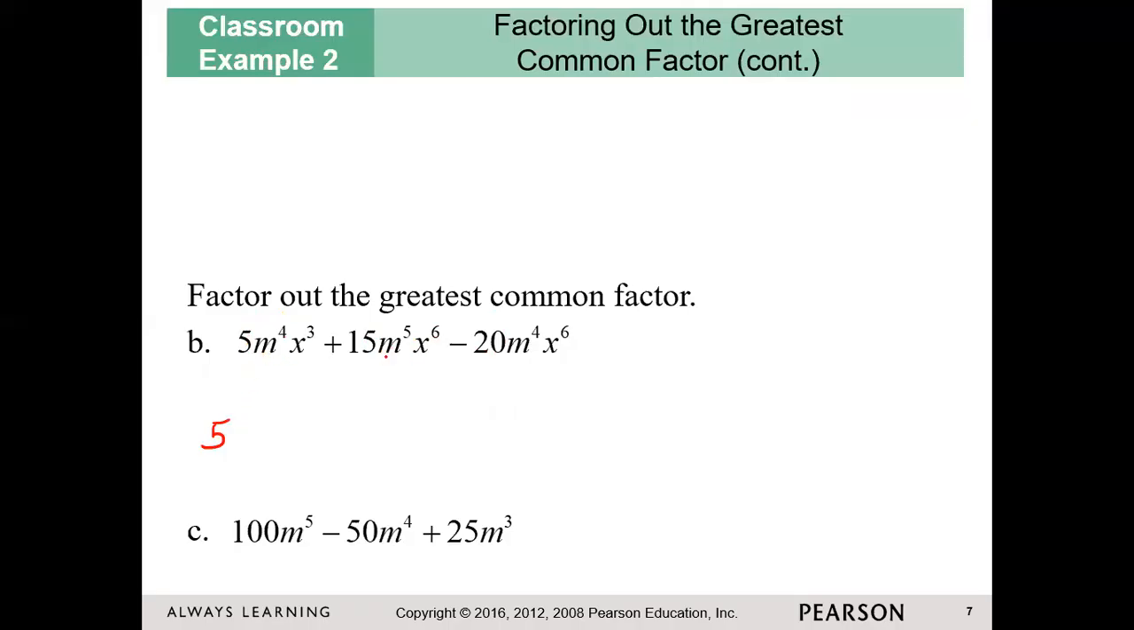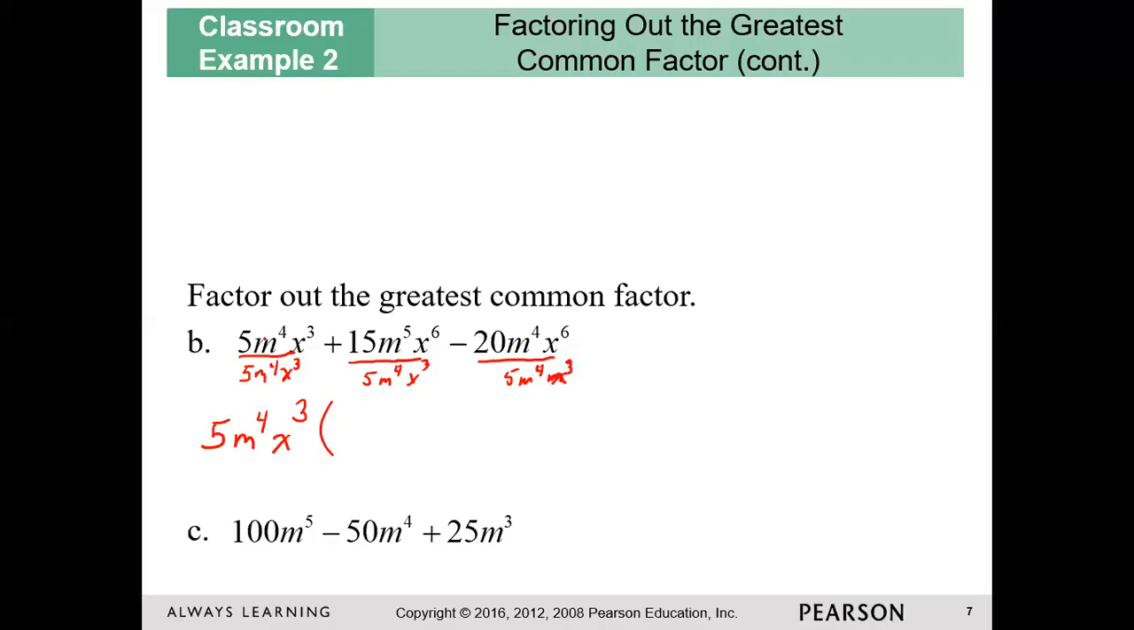Then you have m to the fourth, m to the fifth, and m to the fourth. It's the smallest exponent, so it's going to be m to the fourth. Over here, you have x to the third, x to the sixth, x to the sixth. Once again, it's going to be the smallest exponent, so x to the third is part of the GCF. So it turns out that your GCF is actually the entire first term, which is pretty neat. And what you're going to do now is, again, divide. And I'm probably going to stop showing this step at this point. You can continue to do this if it makes sense for you, but just in the interest of saving a little bit of time, I'll start to do the division in my head.